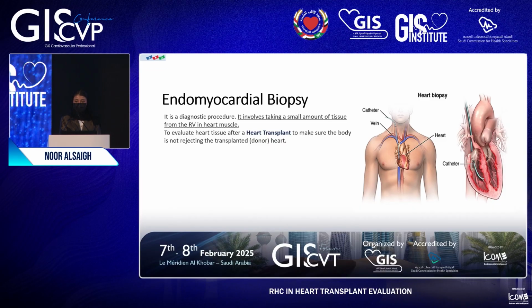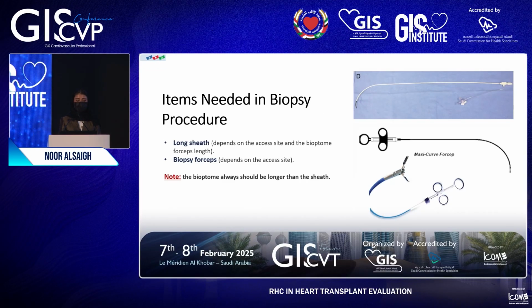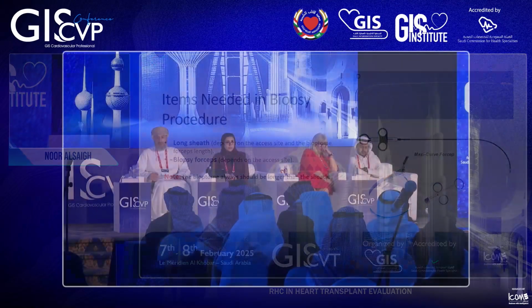What are the supplies that we need for biopsy? We simply need a long sheath and biopsy forceps. And why do we need a long sheath? We use it as a delivery system because the bioptome is considered sharp, so we cannot introduce it into the vessel simply. We need to introduce the sheath until the RV to make a safe way for the bioptome to be introduced.